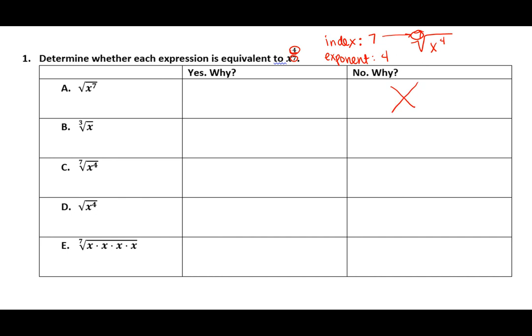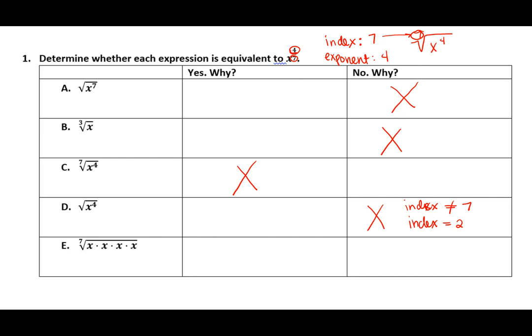A is obviously not our answer. B is obviously not our answer. C, it looks exactly as what we have here, so that's a yes. This one's a no because the index does not equal 7. Okay, the index here equals 2.